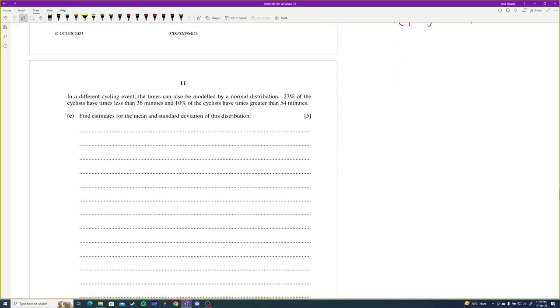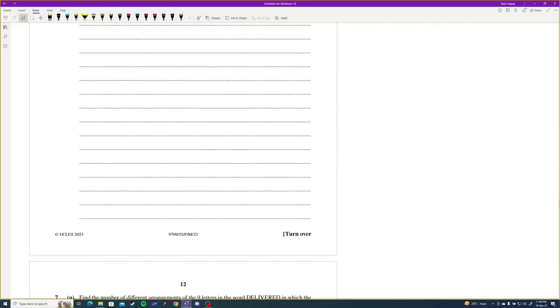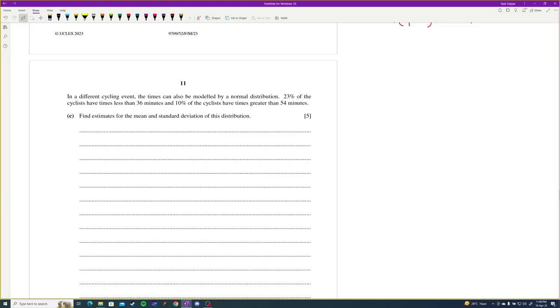Moving on, in a different cycling event, the times can also be modeled by a normal distribution. 23% of the cyclists have times less than 36 minutes. So this is our new normal distribution. Let's call it Y. Y is normally distributed, the mean is mu and the variance is sigma squared essentially. So one set of information is that 23% of cyclists have times less than 36 minutes. So P(Y is less than 36) is actually 0.23. That is one set basically.